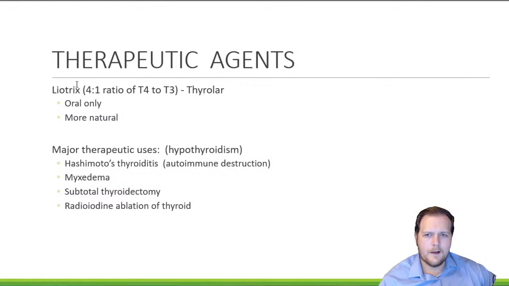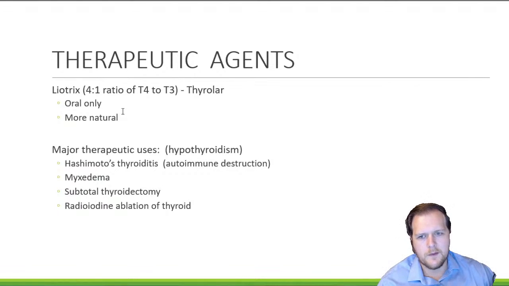Some people like to have a more natural sort of ratio form they'll take. So here's an example of Liatrix, which is a mixture of 4:1 of T4 to T3. Again, no additional clinical benefit over something like Synthroid. So few people are on this, but you may find some specific cases where it's useful. You'd have to ask an endocrinologist. I don't know what they are.